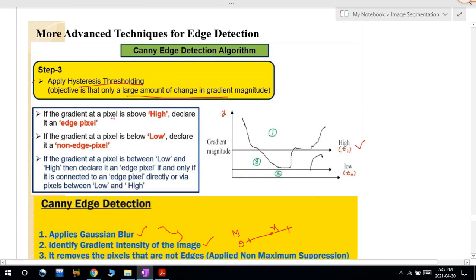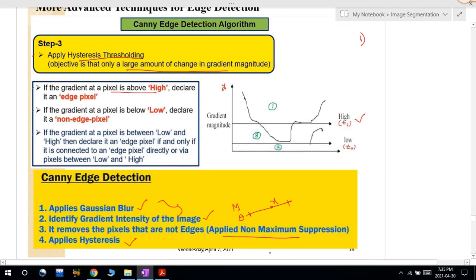So if the gradient of the pixel is above the high threshold value, so whatever the gradient, after finding out this one, first step we will try to find out the blur image, and the second step is we will get the edge points which are having the highest magnitude values. Only those points will be getting.